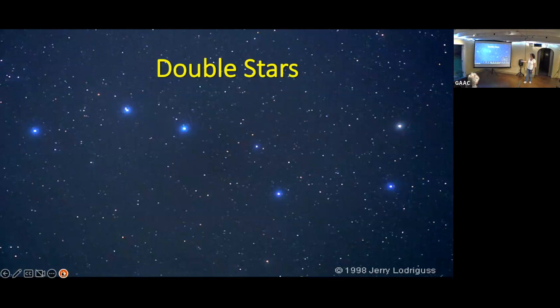Another thing you can see with the naked eye is double stars. If you take a look closely, this is the Big Dipper, as you can see. This is Alcor and Mizar. There's two stars here. And in ancient times, that used to be a test of your eyesight. If you could actually make out two stars there, you had really good eyesight.